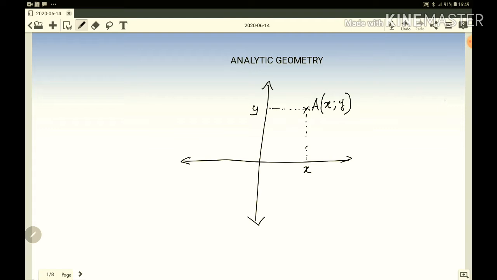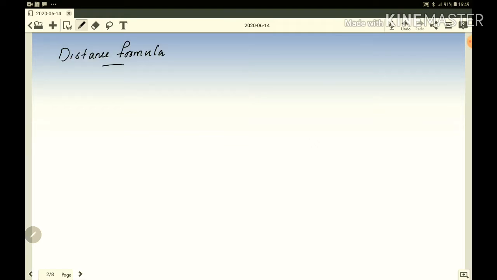Okay, let us start with the first formula in analytic geometry, that is the distance formula. You all know the distance formula, right? I will show you once again. Let me draw a line, starting from the point A to the point B. A's coordinates are x1, y1, and B's coordinates are x2, y2. That is the x value and y value.